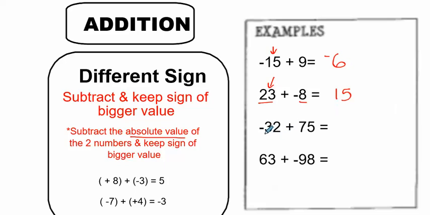Different signs, find the difference. Okay, so this number would be the higher number if I were not looking at the signs, if there were no signs. So 75 minus 32 would be 43. There are more positives, so it's a positive 43.